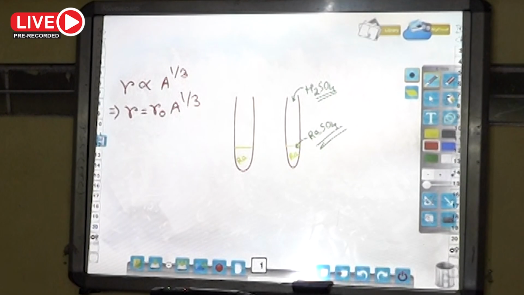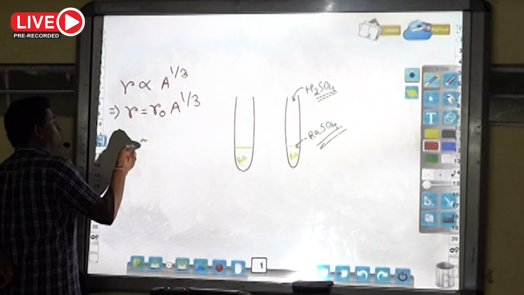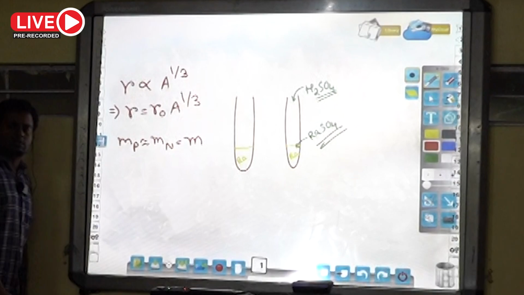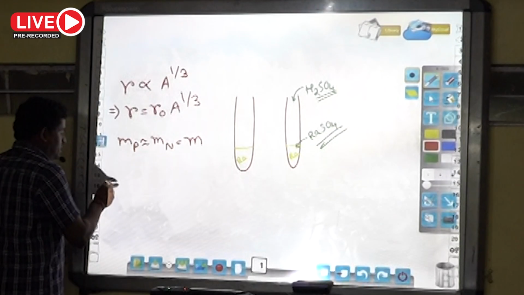Now in the nucleus, the stable particles that reside inside the nucleus are protons and neutrons. Protons and neutrons are almost of the same mass, not exactly the same, but for practical purposes we can consider that the mass of proton and neutron are almost the same. Neutron is slightly heavy. So I can consider the mass of a proton almost equal to the mass of a neutron, equal to m, because each nucleon is considered of the same mass.